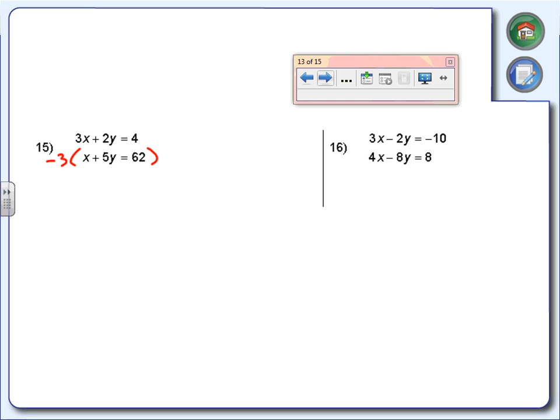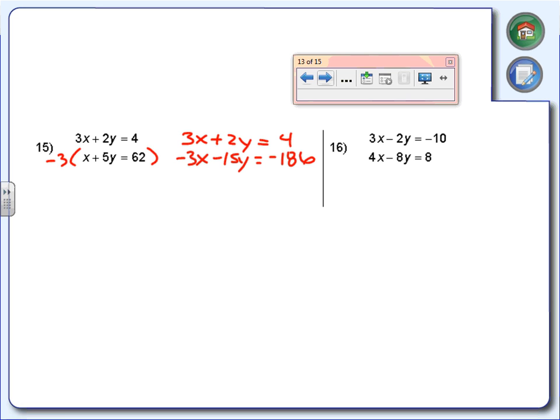The first equation, I'm not going to touch that. I'm just going to leave that one alone. It's the bottom one that I'm multiplying by negative 3. So negative 3 times x is negative 3x. Negative 3 times 5y is negative 15y. And negative 3 times 62, what's negative 3 times 62? Negative what? Put it in your calculator. 186.